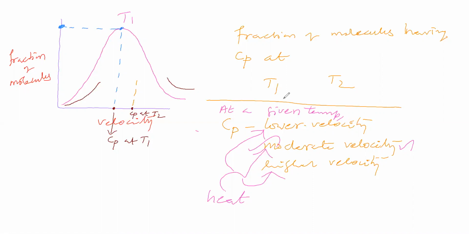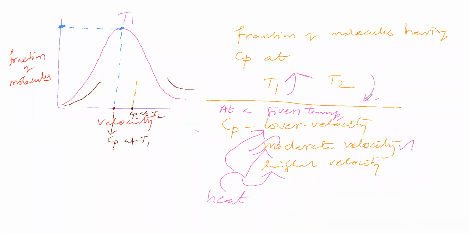Now you say, for the fraction of molecules having Cp at T1 and T2, which is higher, T1 or T2? We are not asking about temperature, we are asking about Cp. Fraction of molecules having Cp at T1 and T2, which has the higher value? You are saying equal. One student says Cp at T1 is higher and at T2 is lower.